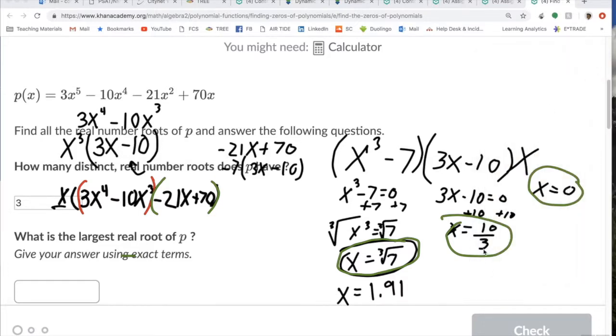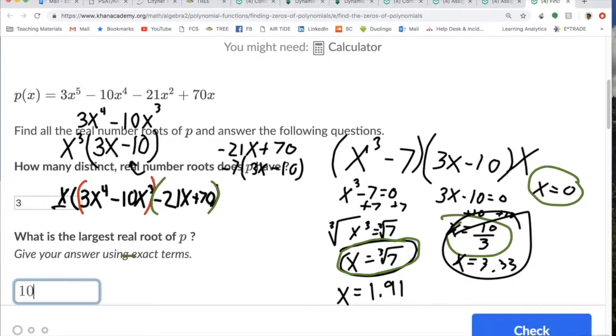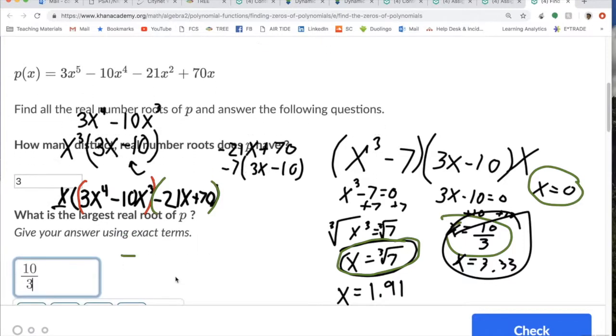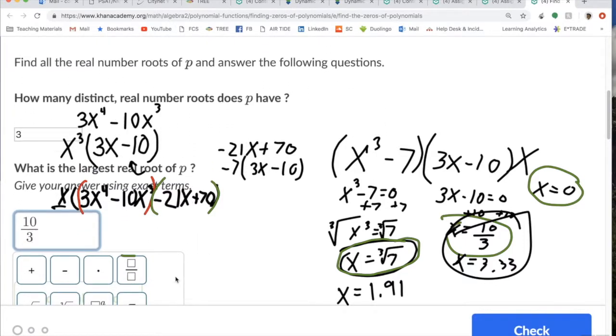Over here, if we look at 10 over 3, that'd be 3.3. So x equals 3.3. So that looks like our largest real root right here. And so let's just put 10 over 3 in there. All right, and so we've got whatever the question was asking.